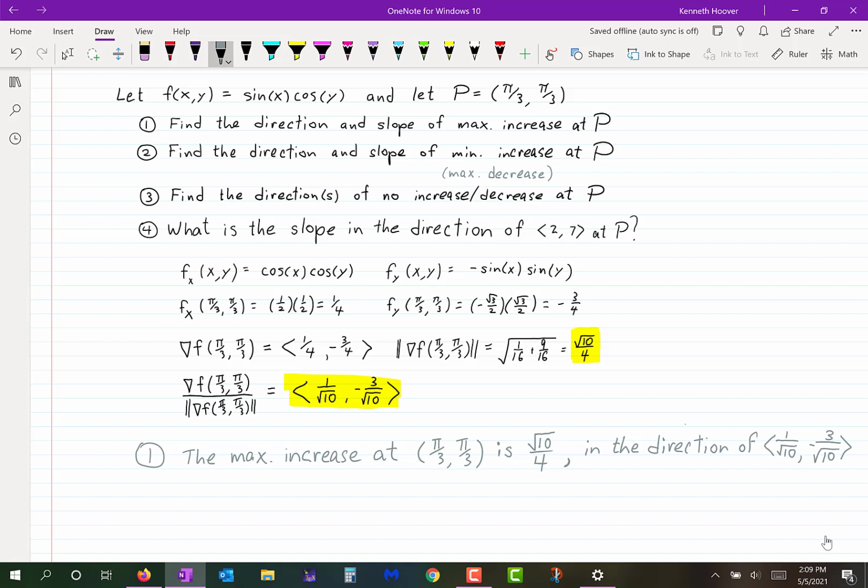Okay. Question 2. Simply change the signs on those things.